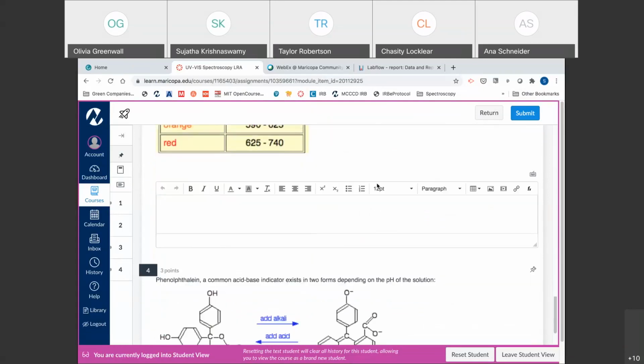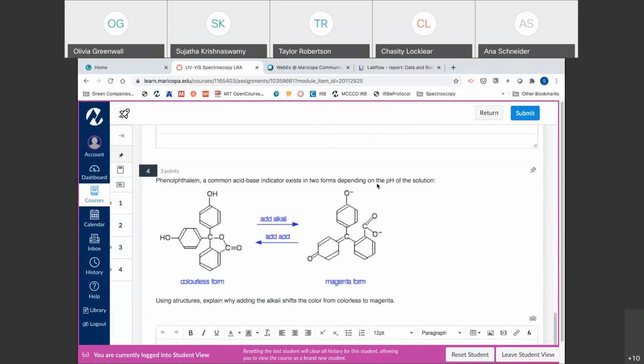Now, the next question, I'm going to copy down that magenta form, and you may want to do that too. And then I'll talk to you. Then we'll read the question together and we'll talk about this. So I'm copying the structure on the right. And as you copy it, go ahead and put the lone pairs of the oxygen. We need those.